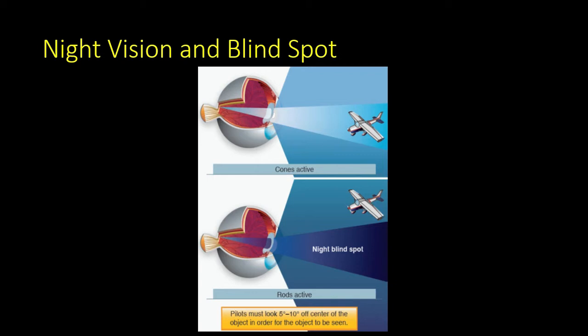The concentration of cones in the fovea can make a night blind spot in the center of the field of vision. To see an object clearly at night, the pilot must expose the rods to the image. This can be done by looking 5 to 10 degrees off center of the object to be seen. Along with the loss of acuity and color at night, depth perception and judgment of size may be lost.